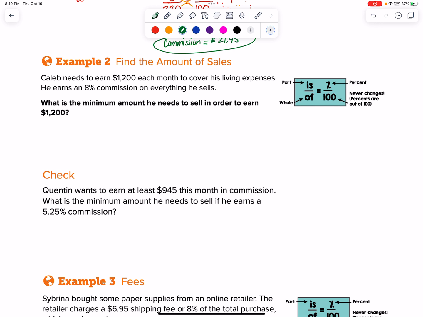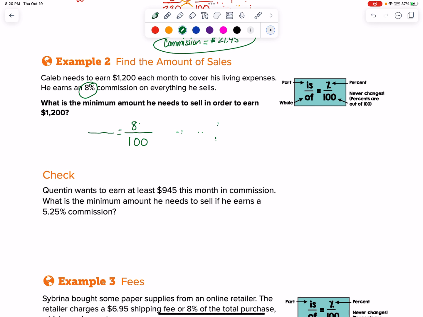Okay, and so this one you have to understand what's going on here. So let's slow down and think about it a little bit. I know for sure this percentage here is 8%. Okay. So let's start to set this up to help us think about it, because one thing I notice is it's asking something a little bit different. It says he needs to earn 1,200 commission. So either way, we always know the 100 goes here. Okay. We know that the 8% goes there.